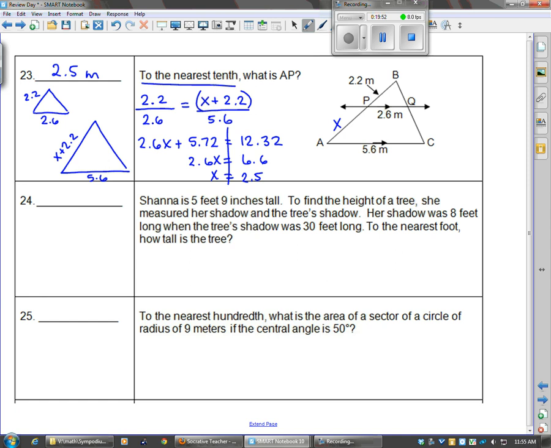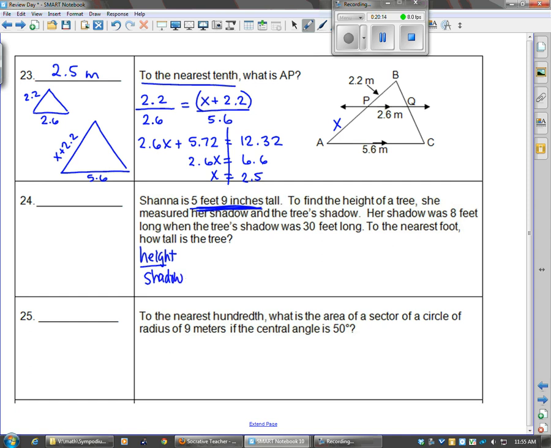Okay, 24. Another proportion. Shanna's 5 feet 9 inches tall. Be real careful with this anytime you mix units. To find the height of a tree, she measured her shadow and the tree's shadow. Her shadow was 8 feet long and the tree's shadow was 30 feet long. To the nearest foot, how tall is the tree? Okay, so my word fraction is going to be height over shadow.